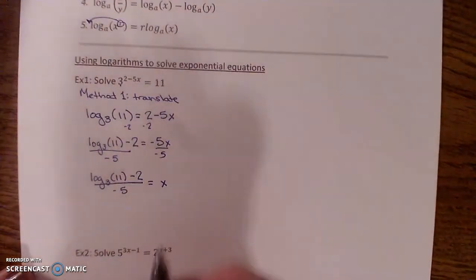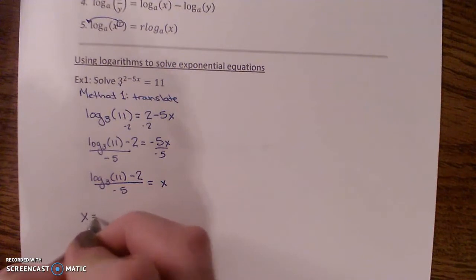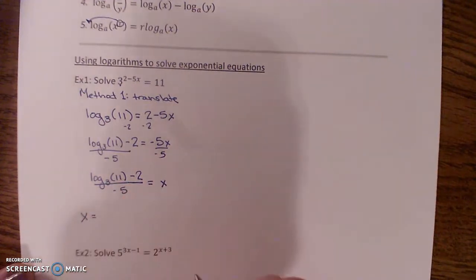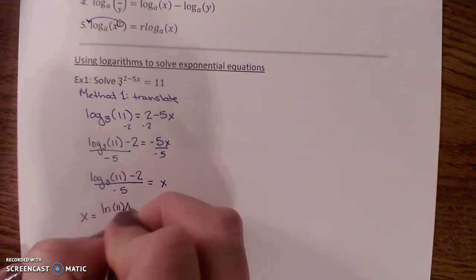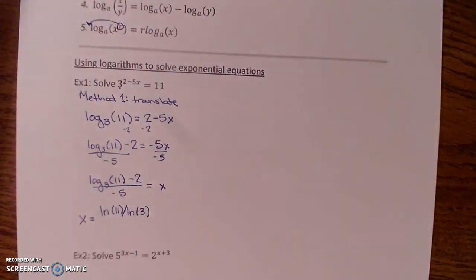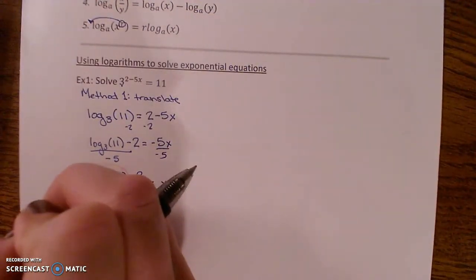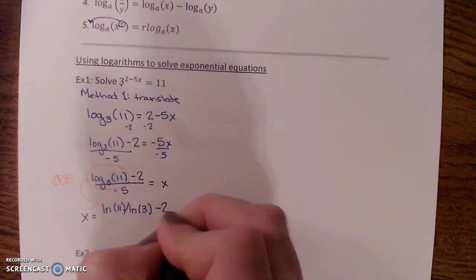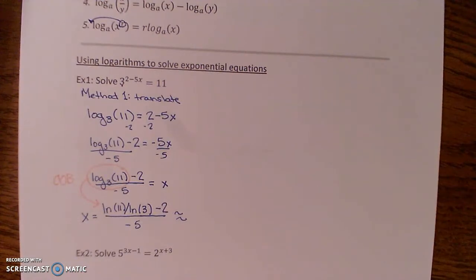All right, now what you can do is suppose you want a decimal approximation for this number. I'm going to use the change of base formula to rewrite log base 3 of 11 using the natural log, I'll say natural log of 11 divided by natural log of 3. That's the same thing as log base 3 of 11. So this is the change of base formula, COB. And then whatever that is, minus 2 divided by negative 5. And now that's something that I can plug into my calculator and get a decimal approximation for.